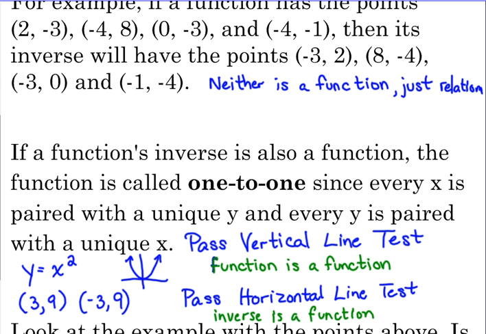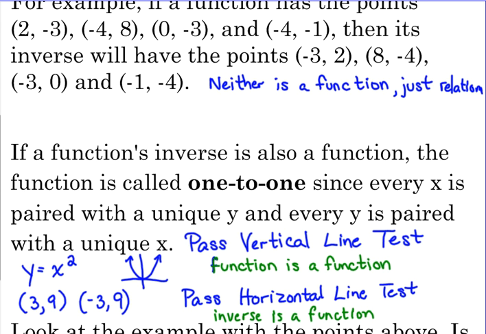So here's an example. x squared. We know x squared is a function. Every x has only one y. It passes the vertical line test. But if we put a horizontal line on there, it's going to fail almost everywhere. Think about the x squared function: you've got positive and negative x values that map to the same y value. So when we flip those around for the inverse, you're going to have multiple x values.